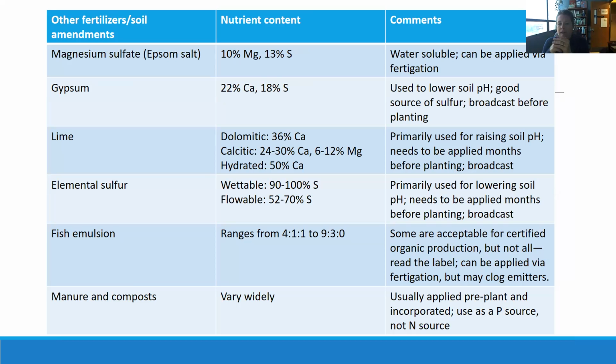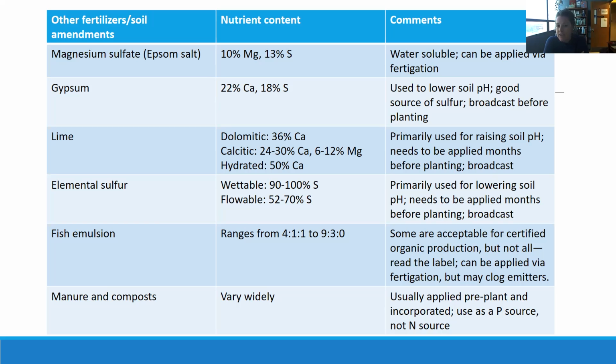Magnesium sulfate, that's the Epsom salts everyone knows and loves, water soluble, about 10% magnesium, 13% sulfur. Gypsum, 22% calcium, 18% sulfur. It's a great source of sulfur. You would broadcast this before you plant, right? Lime depends on which type of lime you're using. It's primarily used to raise the soil pH, and as I said before, it will need to be applied months before planting.